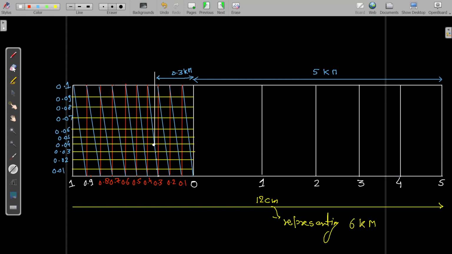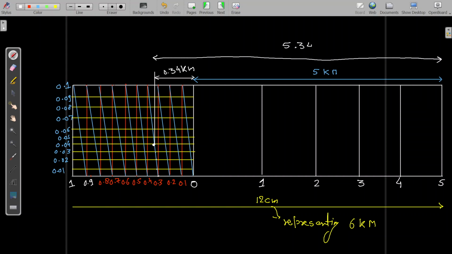Now this whole length, let me erase it, then again I will draw from here to here. This whole length is representing 0.34 kilometer. Okay, so this length is now 5.34 kilometer. Okay, so this is the way to draw any diagonal scale. Here you can easily see how we have represented the relationship of three consecutive units.